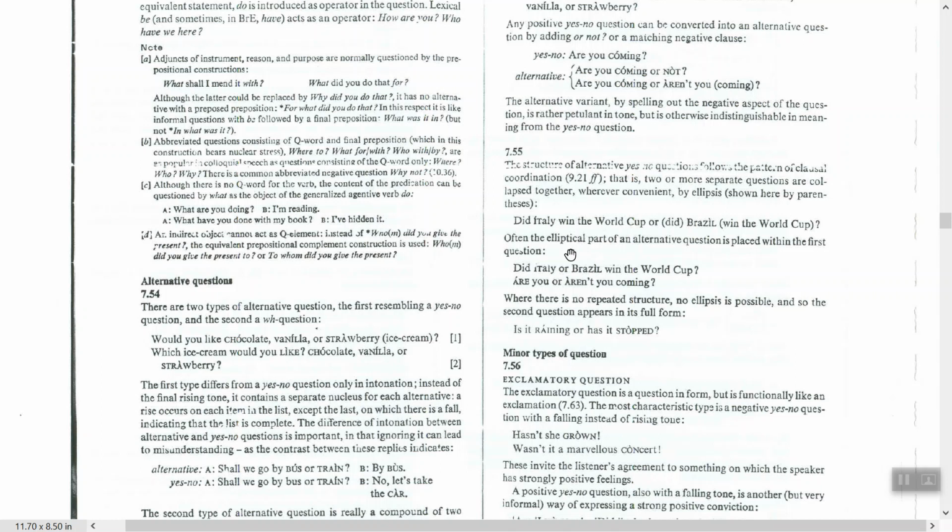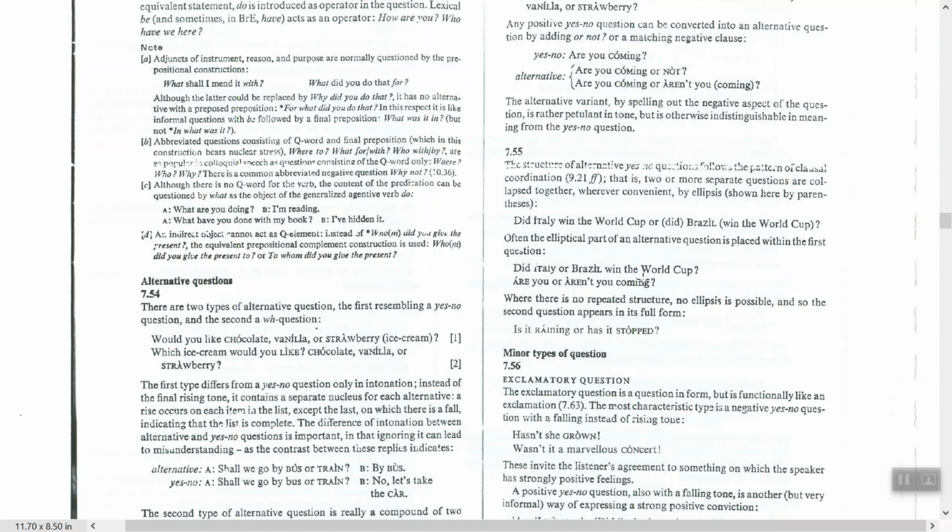The original sentence before ellipsis is: "Did Italy win the World Cup or did Brazil win the World Cup?" If we apply ellipsis, the pattern of clausal coordination, we will have: "Did Italy win the World Cup or Brazil?" Or "Did Italy or Brazil win the World Cup?" The same is here: "Are you coming?" "Are you or aren't you coming?" "Are you coming or not?" But the original is: "Are you coming or aren't you coming?" We delete "coming", we don't need it, because it's the same structure.